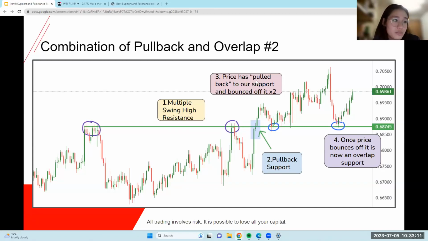Then it continues, and price has pulled back to our support and bounced off of it twice. You can take a look at the blue circles here. Once it bounces off of the level, even just the first time, it is an overlap support. Overlap because we have a swing high and a swing low that line up nicely together. So you can see it bounced off once and a second time, and that's pretty typical of an overlap resistance. It's likely to test the level once again.